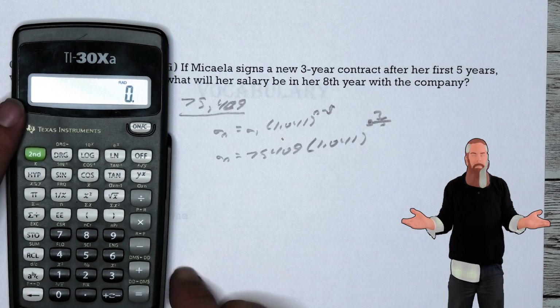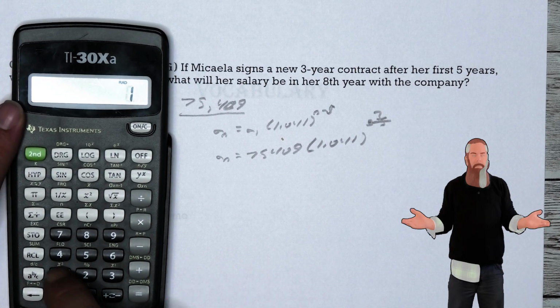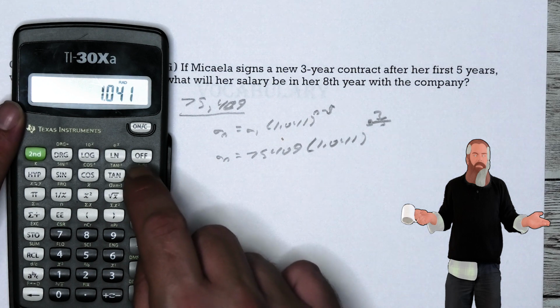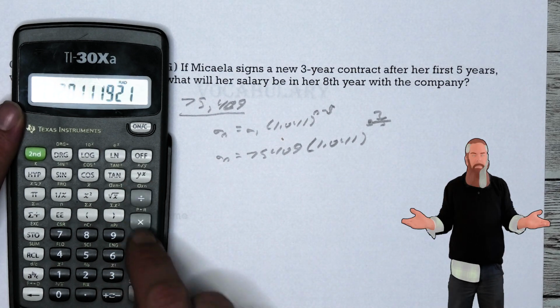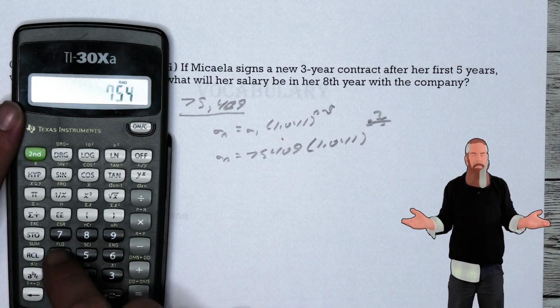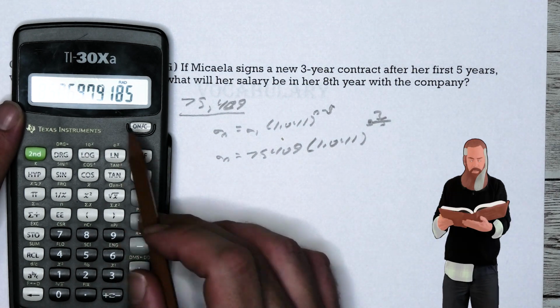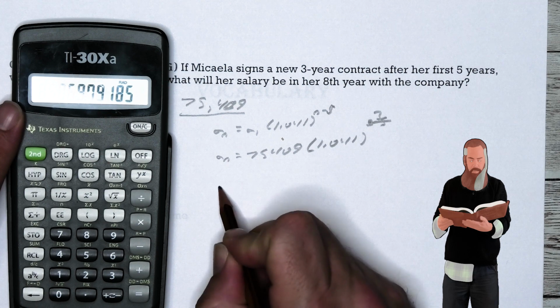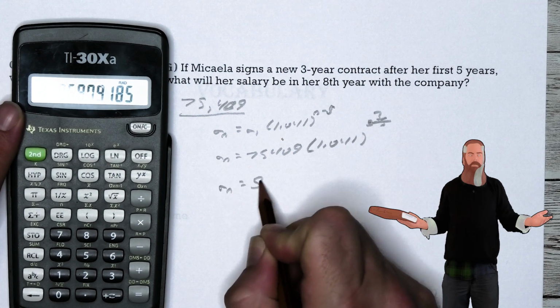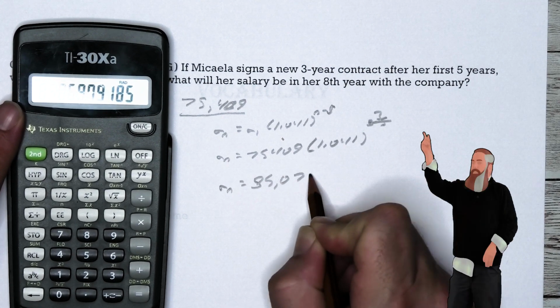So to do this on a TI-30XA, I would put 1.041 y to the x 3 equals times 75409 equals. Now, if we wanted to round this to the nearest dollar, I suppose we could. We would say that A sub n is $85,070.